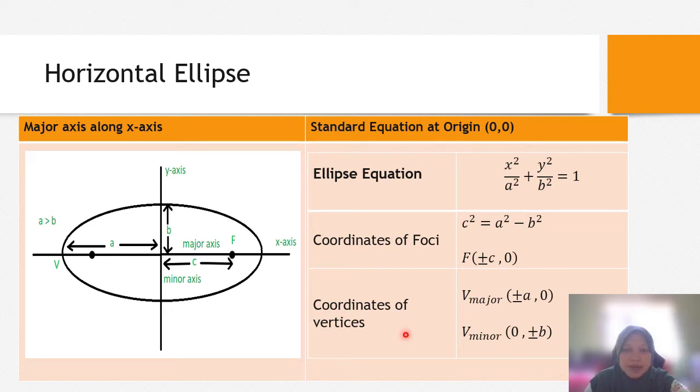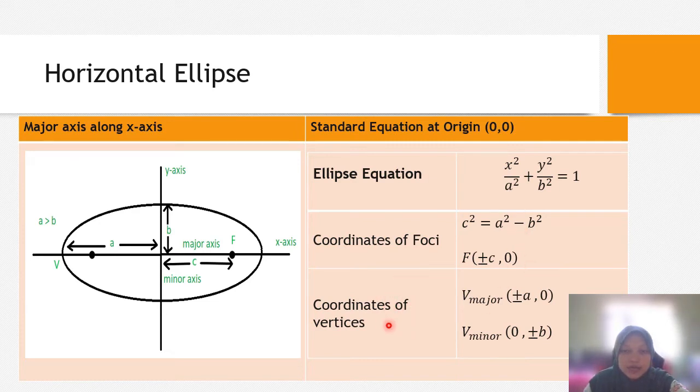Now let's talk about the coordinates of the foci. The foci are always located on the ellipse's major axis, C units away from the center, which is from here to here. So the coordinates of the foci are plus minus C, 0. To find the value of C, we use this formula: C squared equals A squared minus B squared.